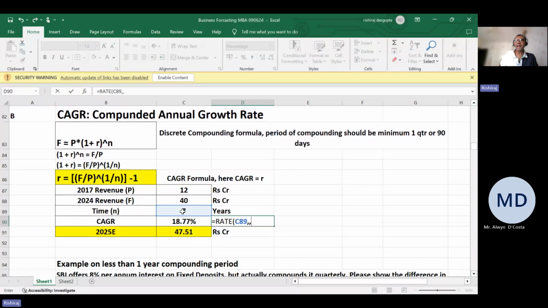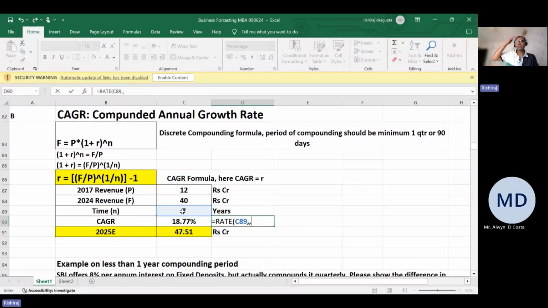Payment is basically referring to an annuity payment situation. This is not an annuity payment. We just invested 12 crore one time and then it matured as 40 crore in 2024. There is no annual payment that happened. So there is no annuity payment scenario. So we ignore the PMT input, comma, comma.